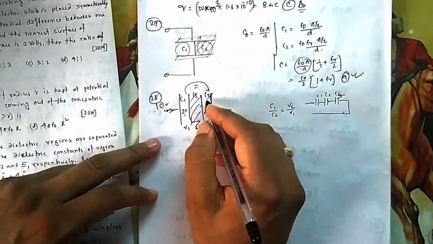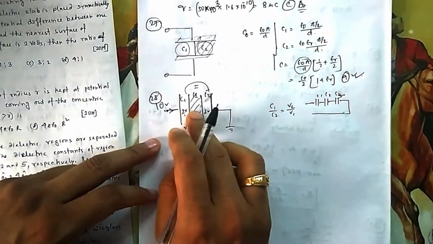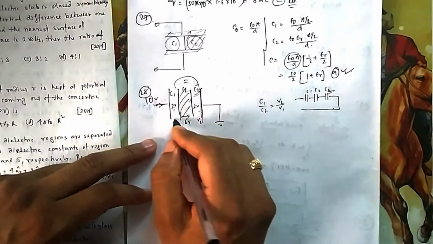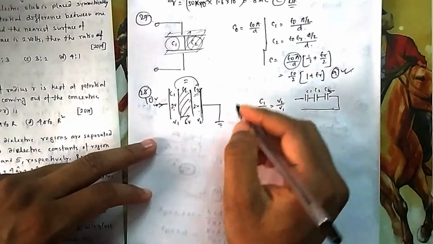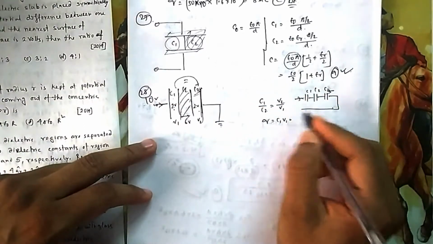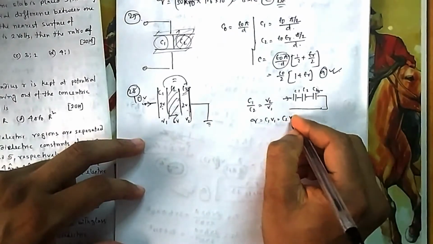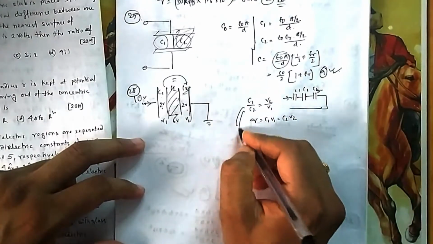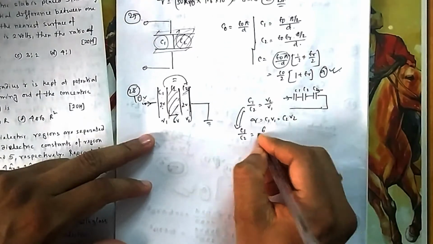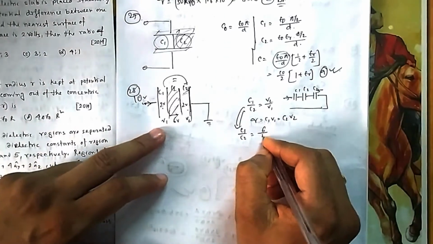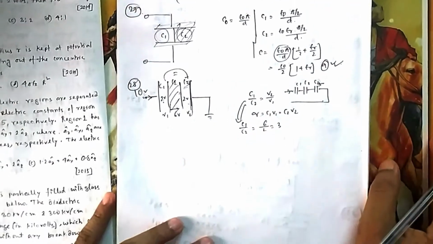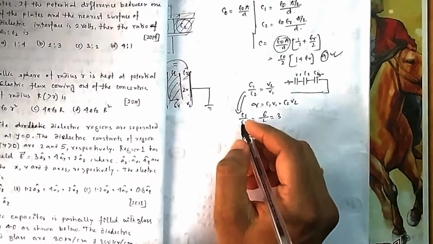If I take these two only, that will be sufficient. So C1 by C2 is equal to V2 by V1, because Q equals CV. Q equals C1 V1, because the same charge is flowing through all three, that is equal to C2 V2. So C1 by C2 will be equal to V2 by V1. Now V2 is 6 and V1 is 2, that is 3 volt. Now what is the value of C2 by C1? That we have to find.